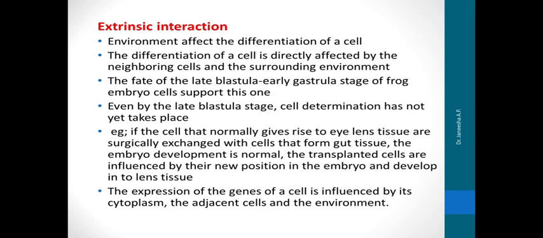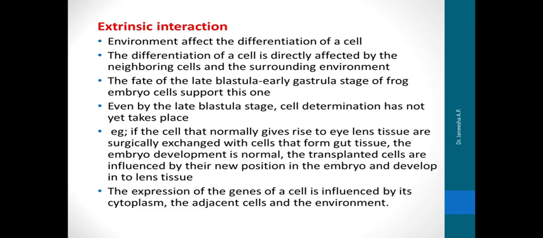For example, if the cells that normally give rise to eye lens tissue are surgically exchanged with cells that form gut tissue, the embryo development is normal. So what did the scientists do? They exchanged two types of cells, one is eye lens tissue and the other is gut tissue. But they found that the embryo developed into a normal one without any damage. And the transplanted cells are influenced by the new position.